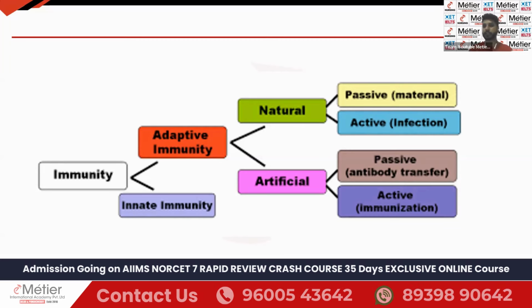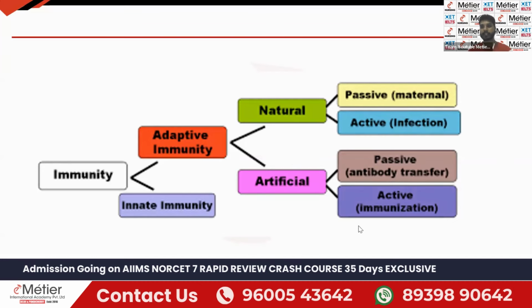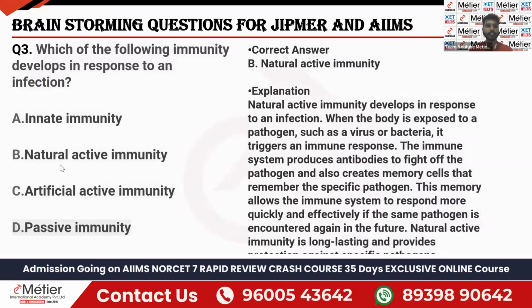Natural active means that after a particular infection, our body will develop immunity. That is natural active immunity, for example chicken pox. Next is artificial, passive and active. Artificial passive means we are artificially giving immunoglobulins, antibodies. Artificial active means immunization: after giving a vaccination, our body will get immunity. So these are the types of immunity. The question is asking about after getting an infection, so the answer is natural active immunity. Clear? I hope you understood.